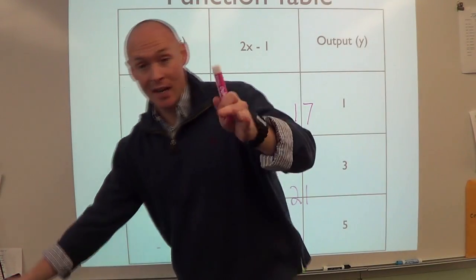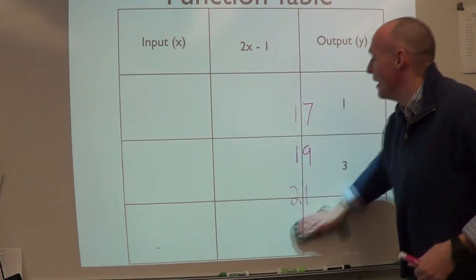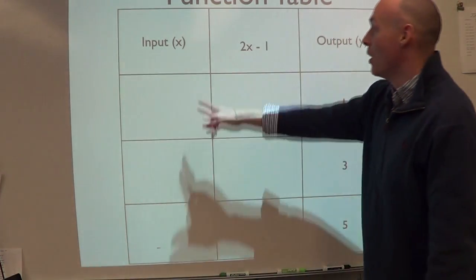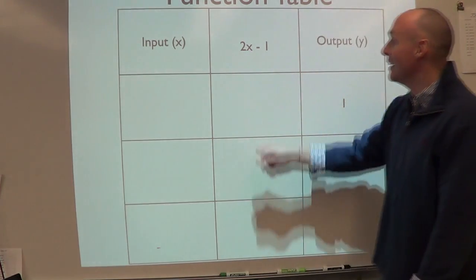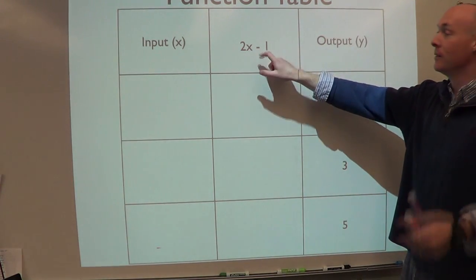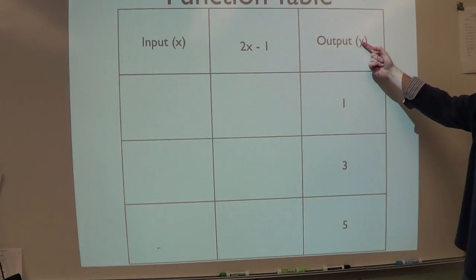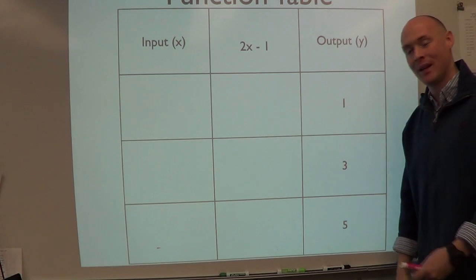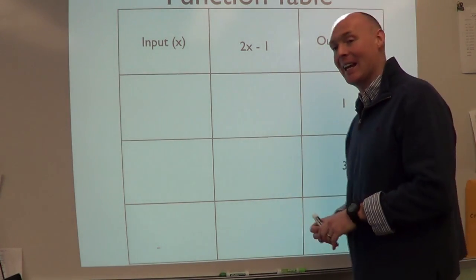But I mentioned we were going to kick it up a notch, and we're going to do it with this one here. We can also go backwards. My inputs, we don't know. My function rule, we do. 2x minus 1. My output, or my y, 1, 3, and 5. A little bit more challenging, but nothing we can't handle.